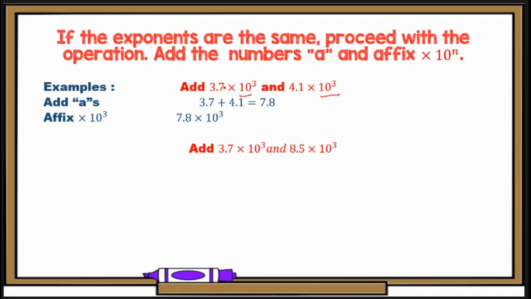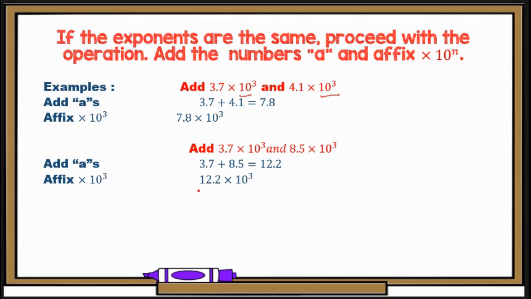Let's have another example. Add 3.7 times 10 raised to the power of 3 and 8.5 times 10 raised to the power of 3. Again, they have the same exponents, 3. So all we have to do is to add the a's. We have 3.7 plus 8.5. We will arrive with 12.2. Now let's affix times 10 raised to the power of 3. You will end up with 12.2 times 10 raised to the power of 3.